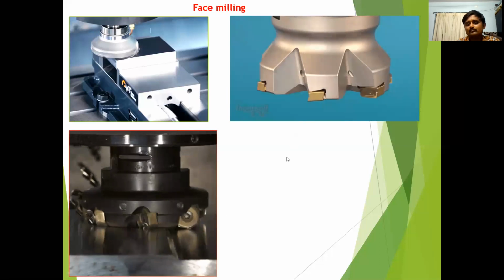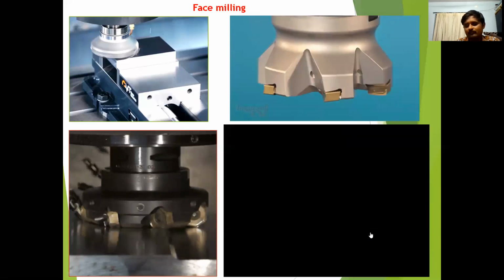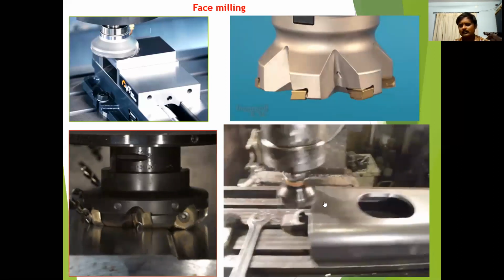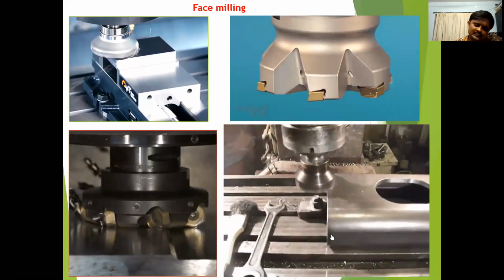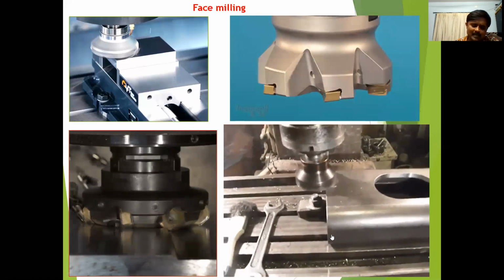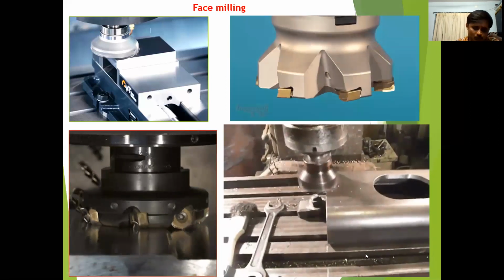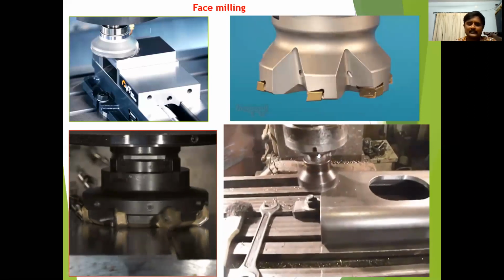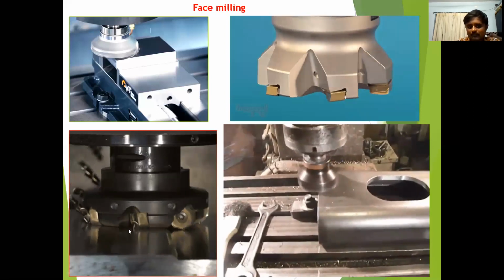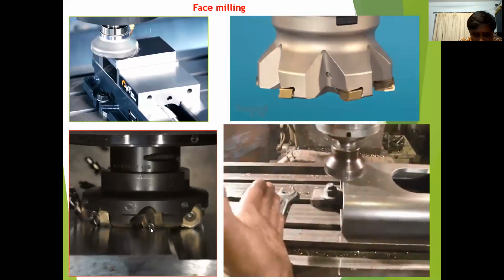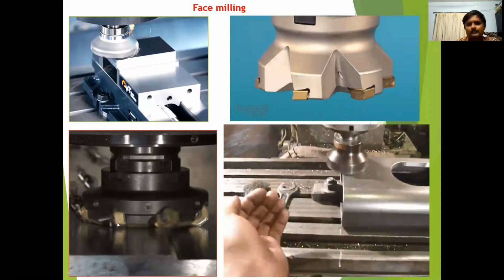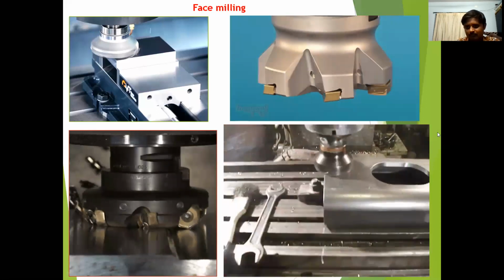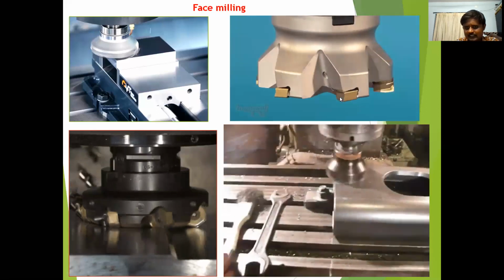Just like this, in case of the slab milling, we are giving the feed motion to the work table only, and the cutting tool is rotating about the vertical axis. And you can observe here how the chips are formed. So this is about the face milling. These are the cutting tips.